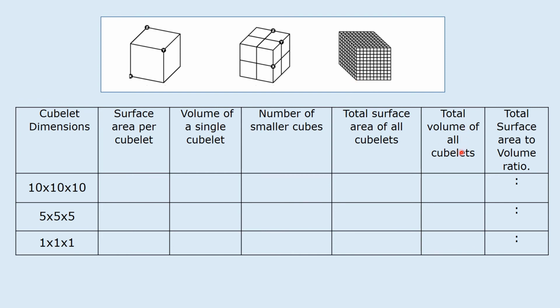So the total volume is going to be the same for each one, and hopefully what we're going to look at is see what happens to the total surface area as you work through these. So have a go at filling these in. I'm assuming you know how to work out surface area and volume, and see what you come up with.